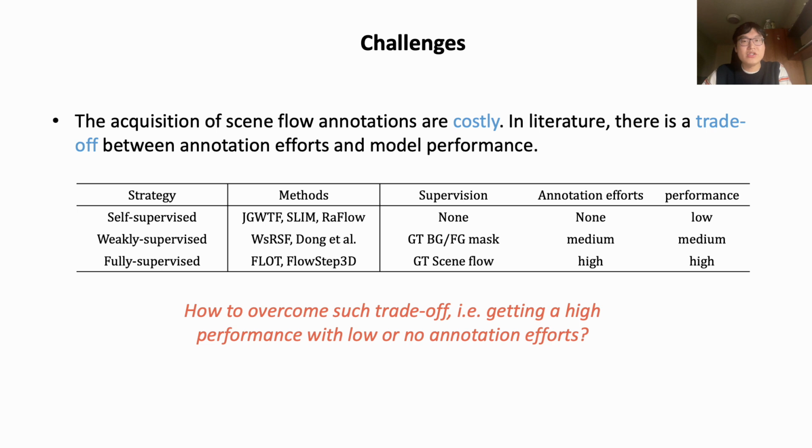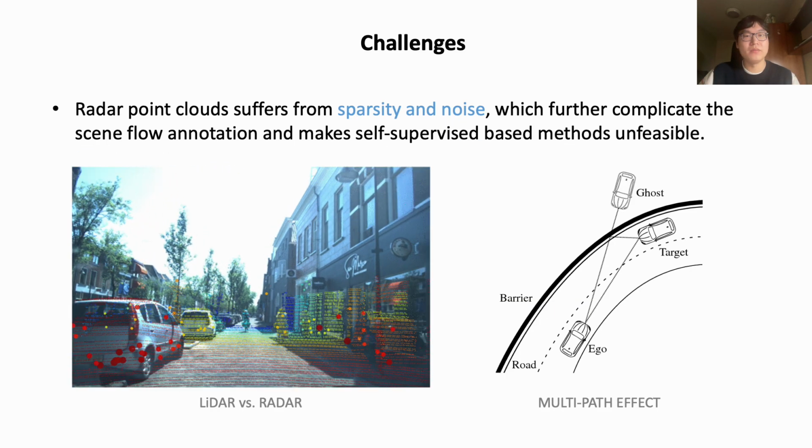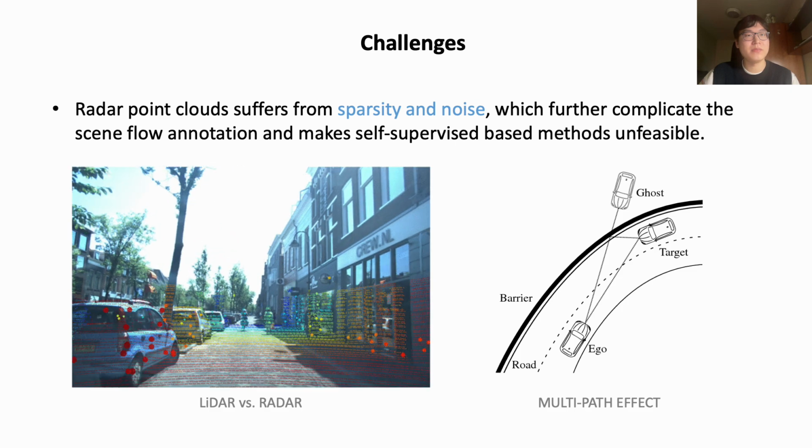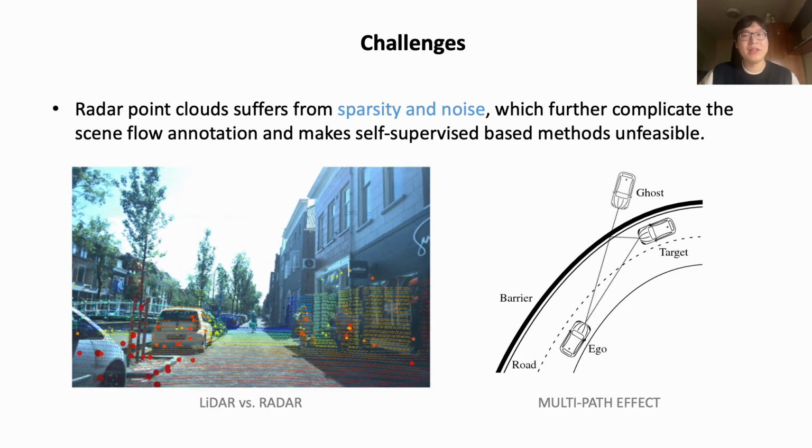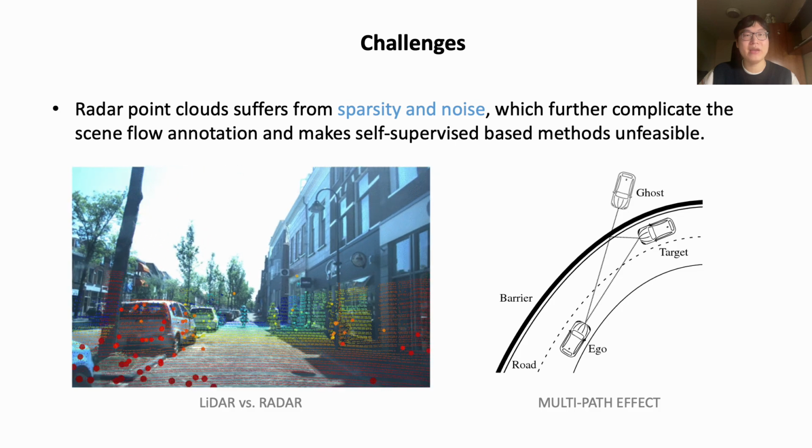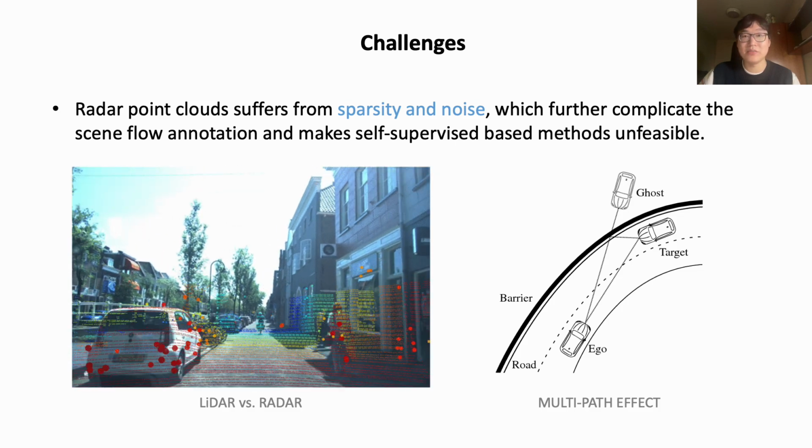To learn scene flow estimation on point clouds, one challenge is that the acquisition of scene flow annotations is costly. In literature, there is a trade-off between the annotation efforts and the model performance. So we'd like to ask how to overcome such trade-off. That's getting a high performance with low or no annotation efforts. Another challenge comes from the radar point cloud, which suffers from sparsity and noise. This further complicates the scene flow annotations and makes self-supervised based methods unfeasible.